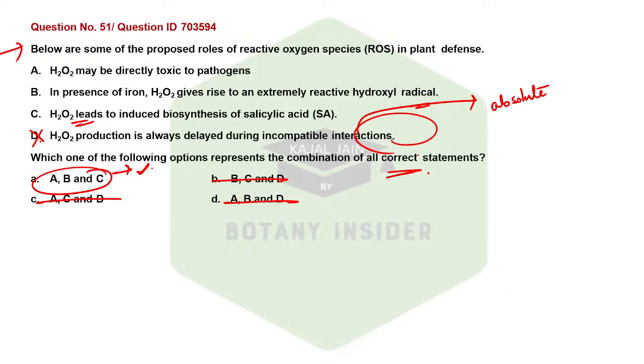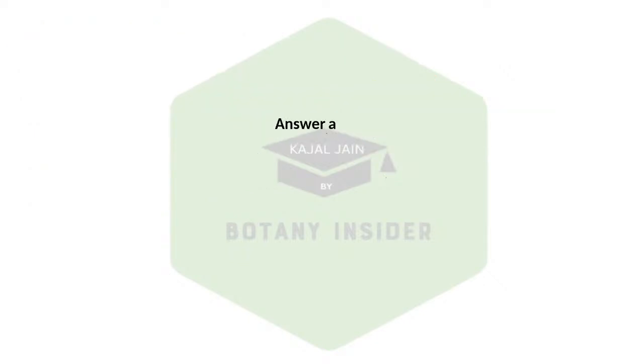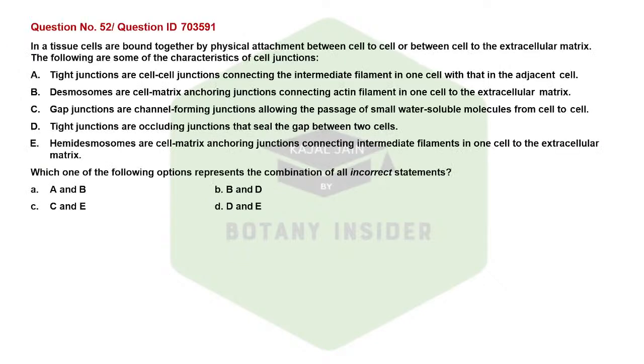This is a very, very simple question, and the H2O2 topic gets repeatedly asked in the examination as well. So it may be directly toxic to the pathogens. Then H2O2 gives rise to an extremely reactive hydroxyl radical, and then it leads to induced biosynthesis of salicylic acid. Simple question. A, B, C are the correct answers. Next question. This one is from your cell junction concept.